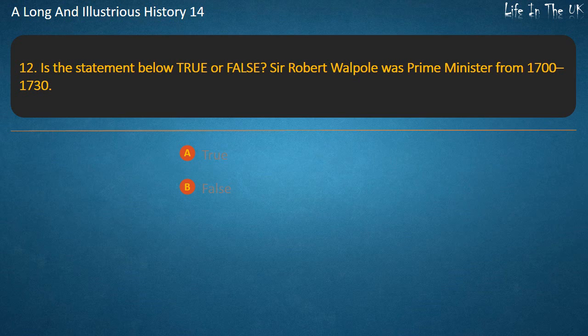Question 12. Is the statement below true or false? Sir Robert Walpole was Prime Minister from 1700 to 1730. True. False. Answer. False.